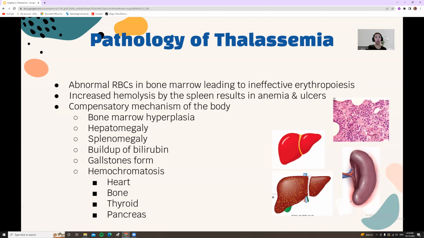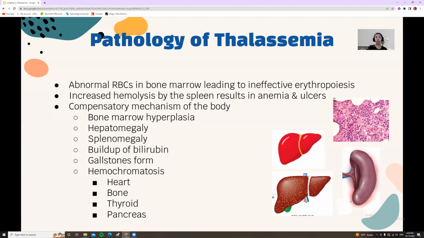Additionally, increased destruction of red blood cells leads to an increased breakdown of hemoglobin, and an increased breakdown of hemoglobin causes the buildup of bilirubin in the blood, leading to jaundice of the skin. Gallstones can then be formed from the excess bilirubin buildup in the gallbladder, and hemochromatosis can occur, which is iron overload, from either excessive red blood cell breakdown or from the blood transfusion, can lead to a buildup in different organs such as the heart, thyroid, and pancreas.